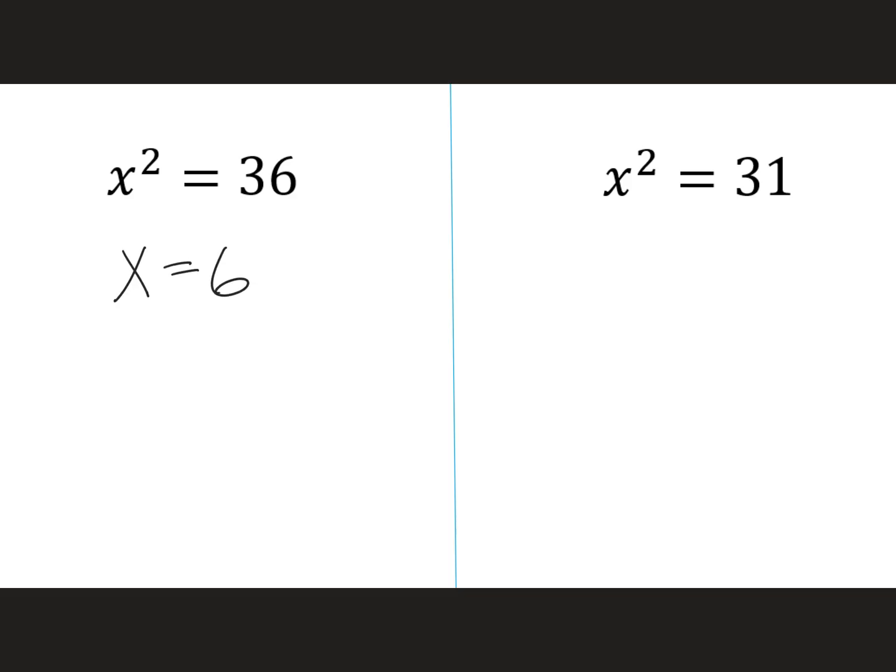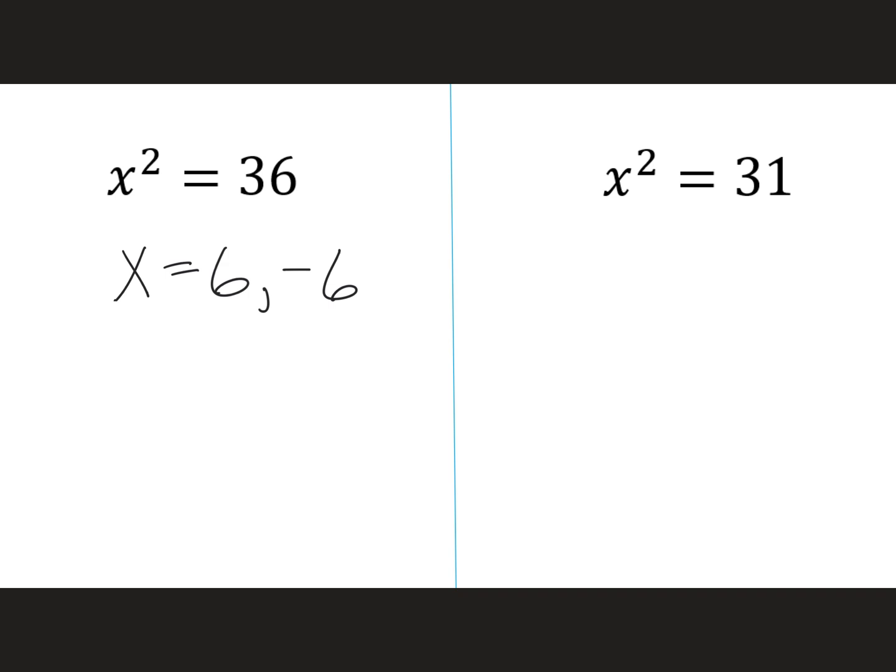What else can it equal? Well, if you said -6, you're also correct, because -6 times -6 equals 36. So anytime you see x squared, we want both the positive and the negative version of your square root.